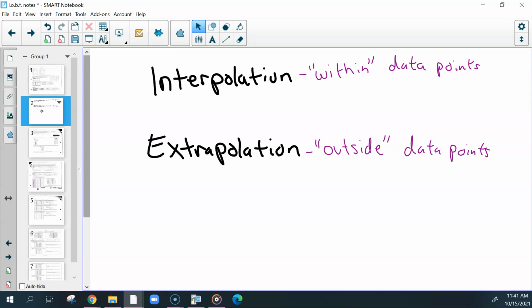So this is interpolation, extrapolation. Wherever you have space, I know that's not a lot of places, but find some space that you have and write that somewhere on your notes.